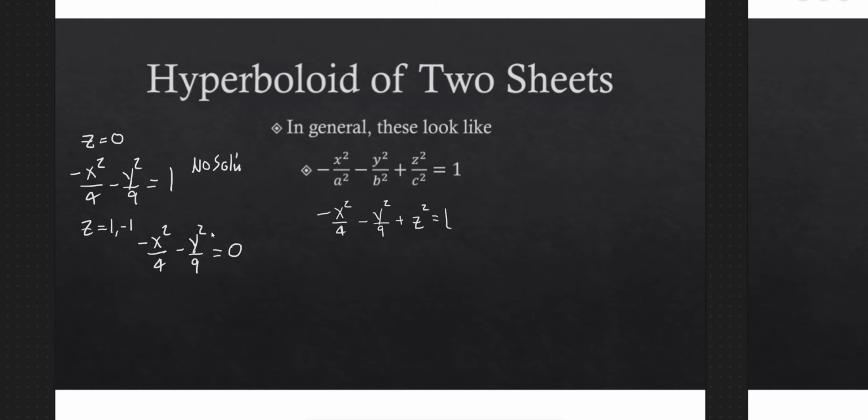Well, how could this be equal to 0? The only way is if x and y are both 0. So that gives me 2 points, (0, 0, 1) and (0, 0, negative 1). These are the vertices of a hyperboloid of two sheets. So this one has vertices in it. Hyperboloid of one sheet did not have these, traces that were just a single point.